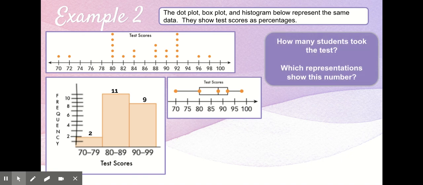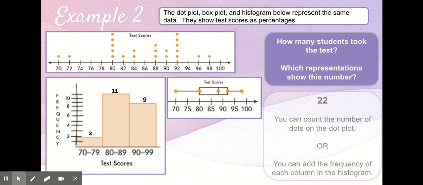How many students took the test? Which representations show this number? We can look at a couple of different representations. I know that 22 students took this test. You can count the number of dots on the dot plot, or you can add the frequency of each column in the histogram, 2 plus 11 plus 9.